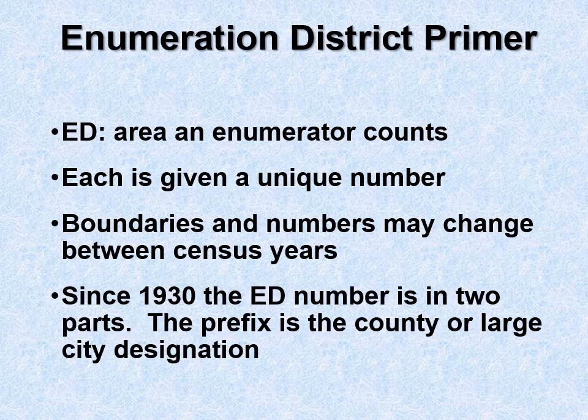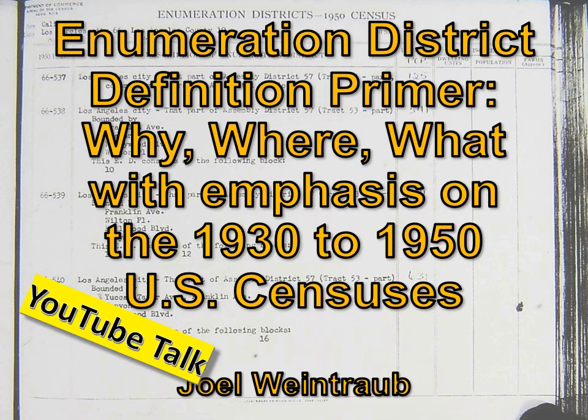So let me give you a little overview about enumeration districts. They're an area an enumerator counts. An enumerator is a census taker. Each is given a unique number. You can't use the 1940 EDs for an area because they do change between census years. And since 1930, the ED number is in two parts. That's important. The prefix is the county or large city designation. We'll come back to that later. I do have a whole YouTube video on a primer on EDs, and you might want to look at that.